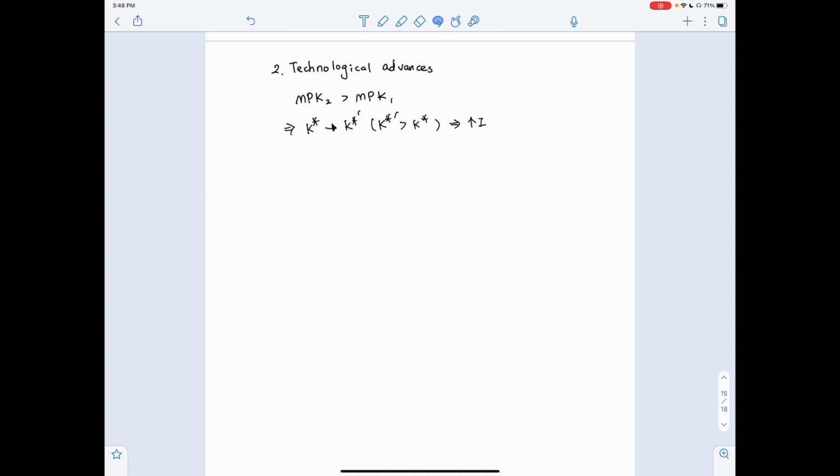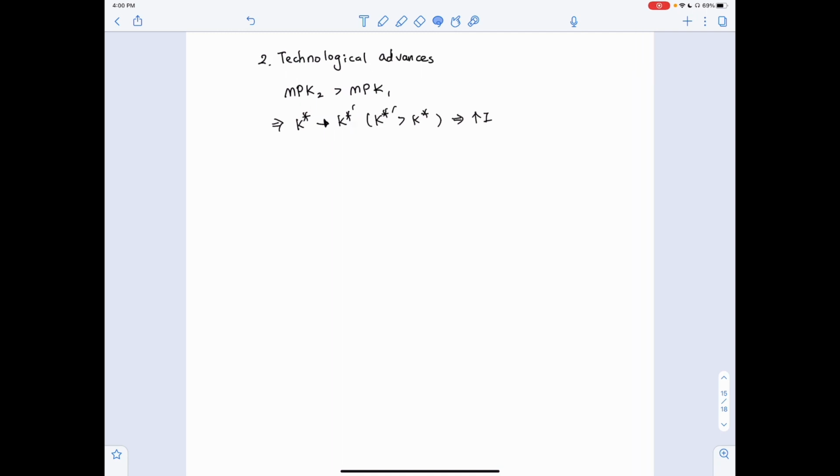The second case we want to look at is what happens to the investment decision when we face technological advances. When we say there is technological advance, it means that productivity becomes higher, which implies that the marginal product of the capital is higher than before. Because of that, we are going to choose a higher level of the capital stock than before, so we will increase the investment. Now I want to tell you why that is the case.